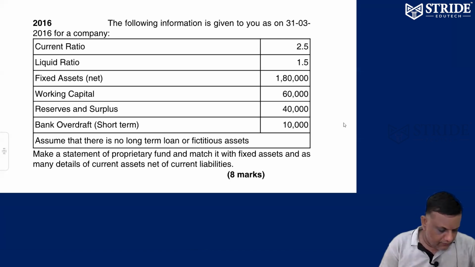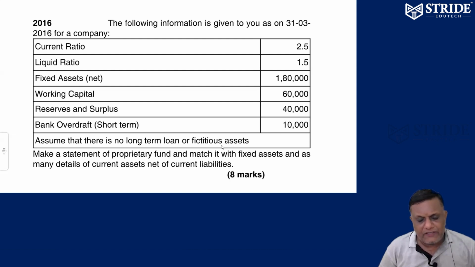So let's start with the next one. 2016 paper. The following information is given to you as on 31/3/2016 for a company. Current ratio is 2.5. Liquid ratio 1.5. Net fixed assets, that is after depreciation, 1,80,000. Working capital 60,000. Reserve and surplus 40,000. Bank overdraft, short term, 10,000. Assume there are no long term loans or fixed assets.